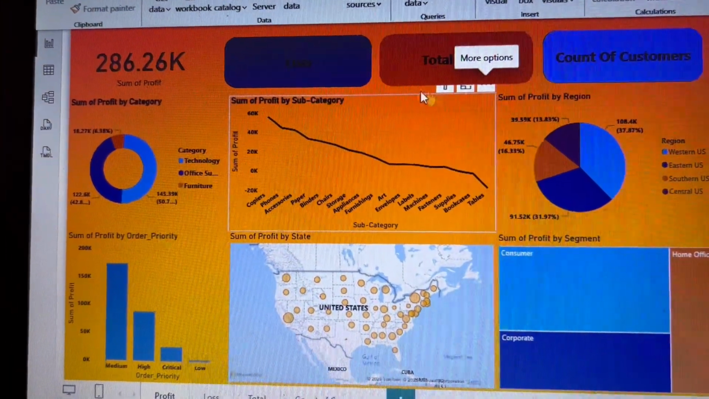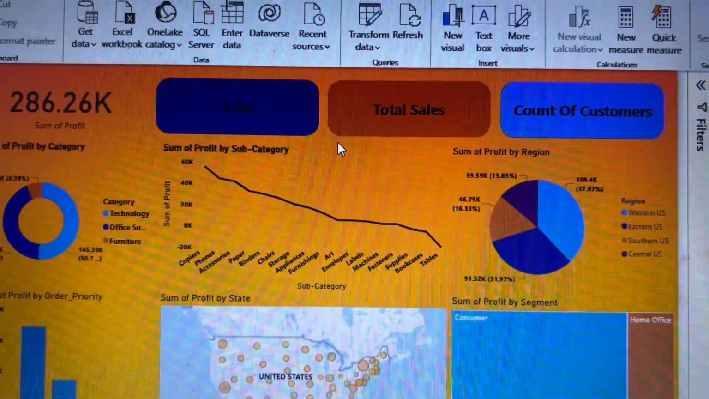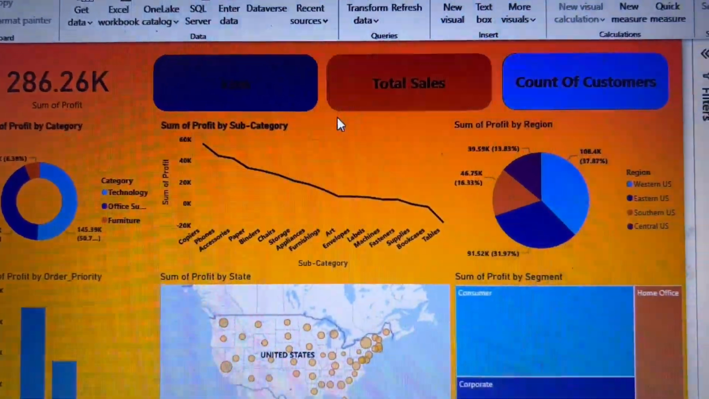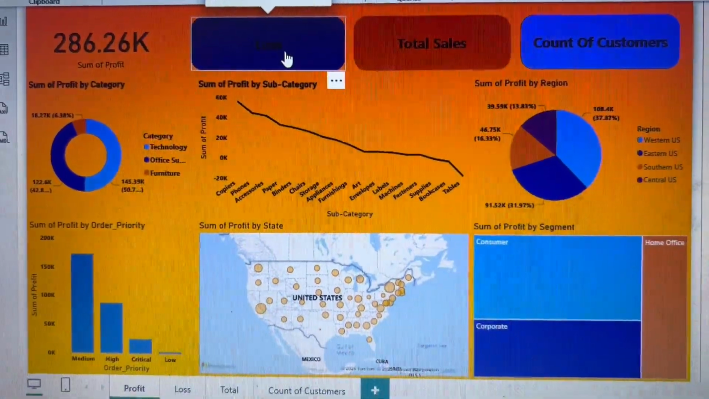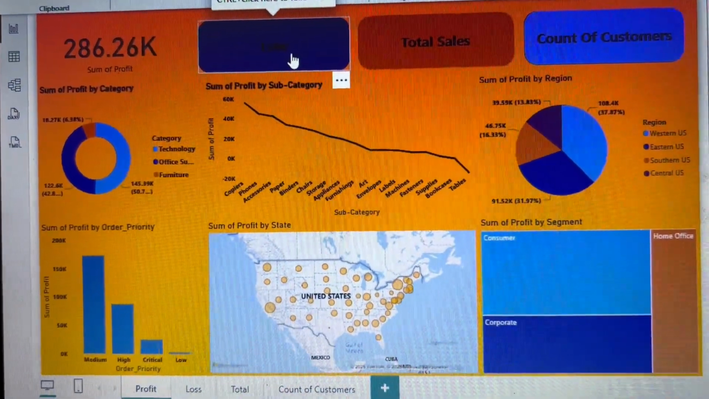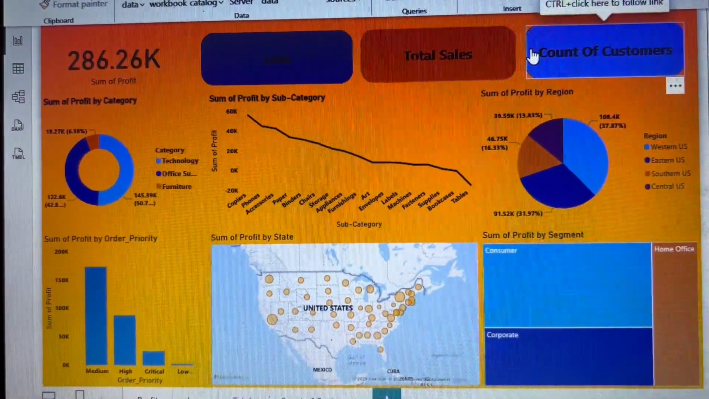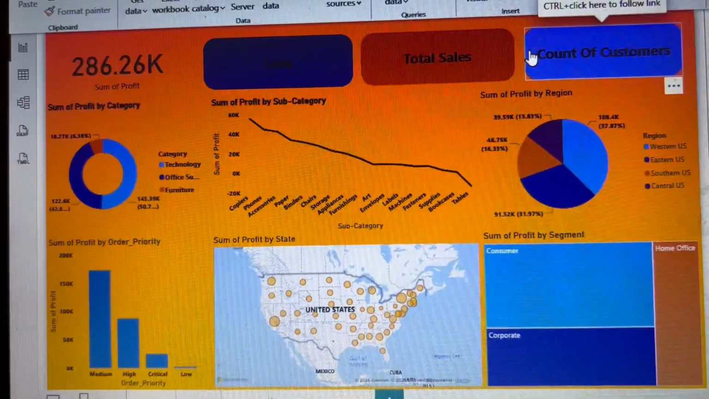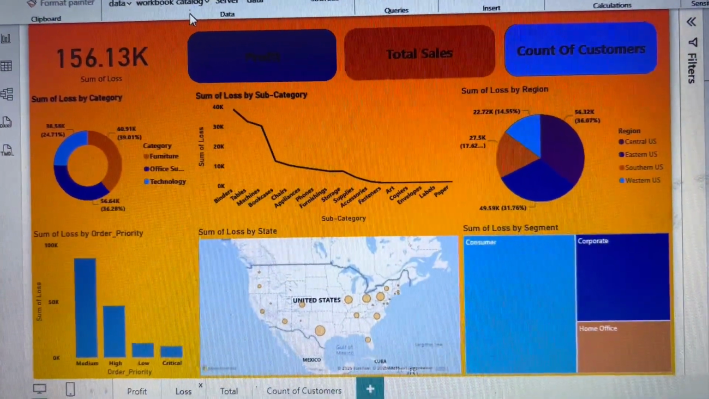Now I'll tell you why I added these shapes. These shapes aren't normal shapes. These are page navigators. So when I press on this, it will go to the loss dashboard. When I press on this, it will go to the total sales. When I press on this, it will go to the count of customers. Then I'll go to the losses dashboard.